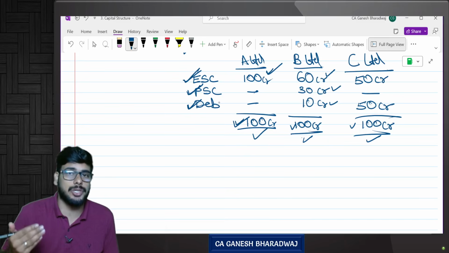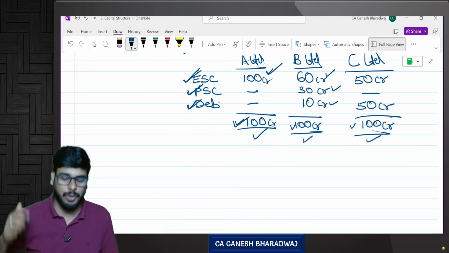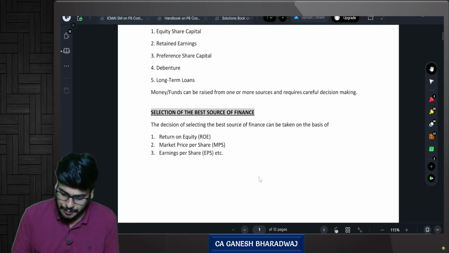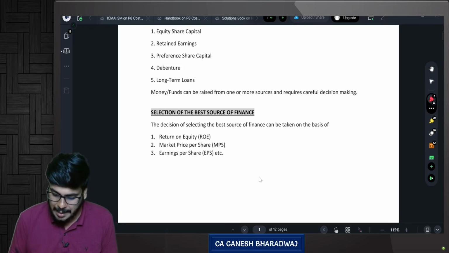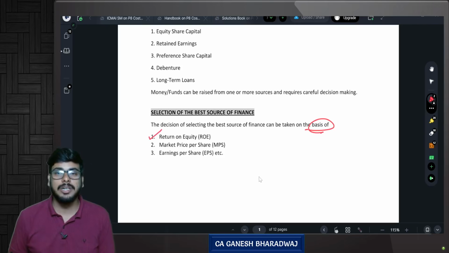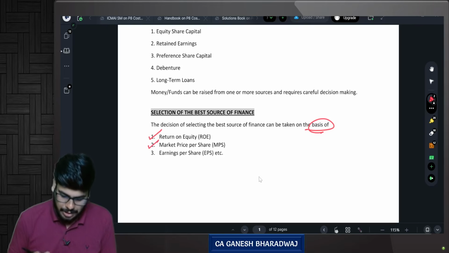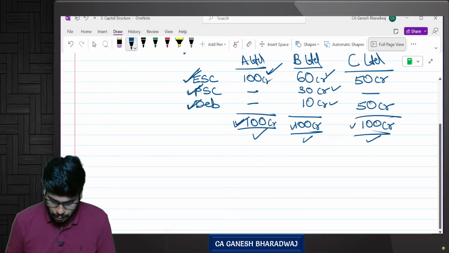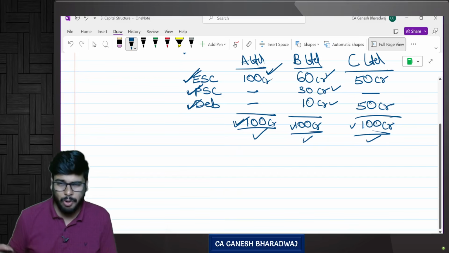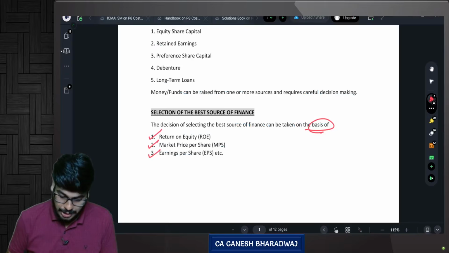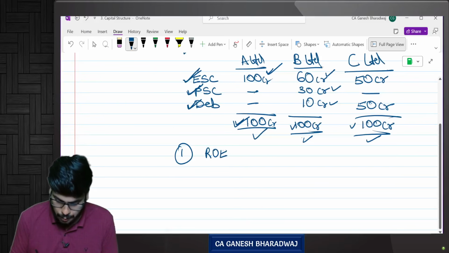Now, how do we choose which is the best source of finance? How do we select which is the best source of finance? So the decision of selecting the best source of finance can be taken on the basis of the following. You can take this decision on the basis of return on equity. You can take this on the basis of market price per share. You can take this on the basis of earnings per share. So broadly, there are three parameters. What are the three parameters that we have seen here? So first, you can take it on the basis of return on equity. Fine.